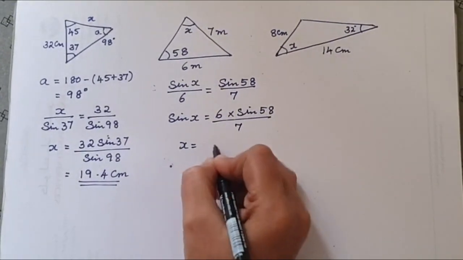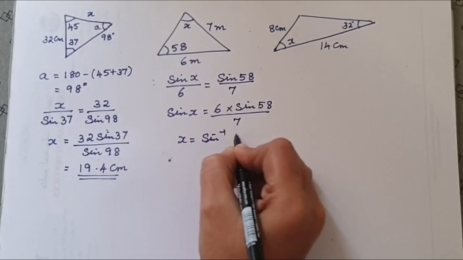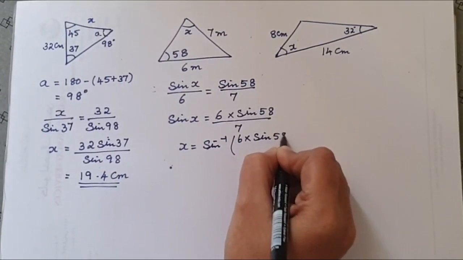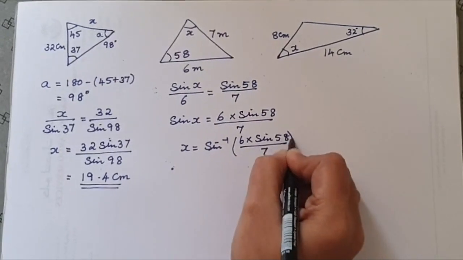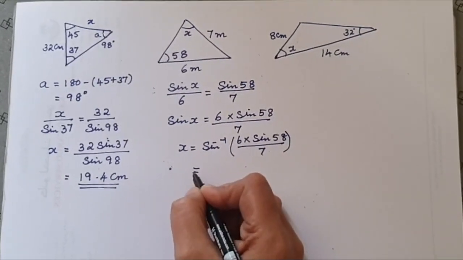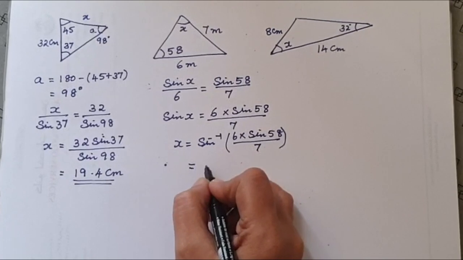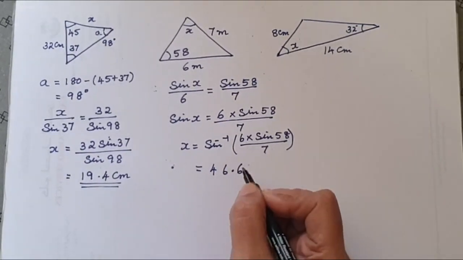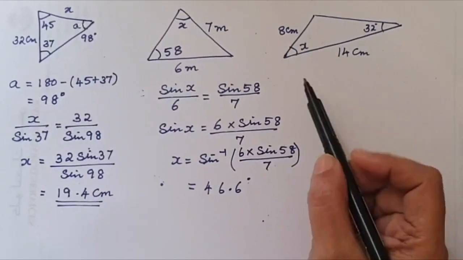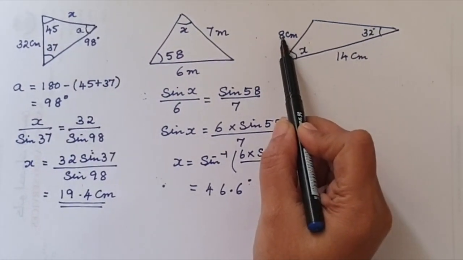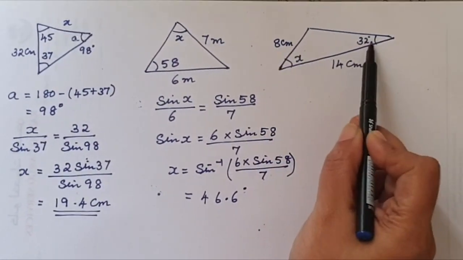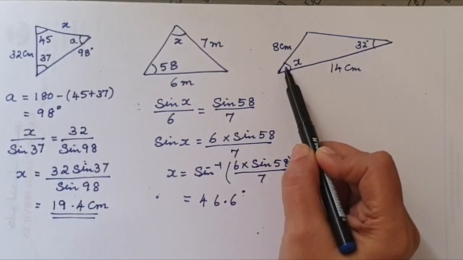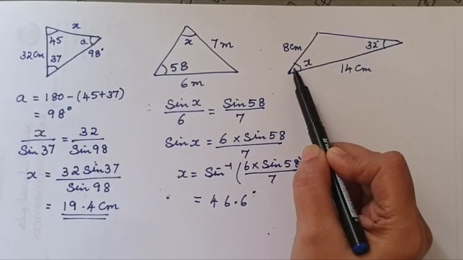So x will be equal to sin inverse of 6 sin 58 divided by 7. Just directly apply this value in your calculator and get your answer as 46.6 degrees. Now for this question, if you take this side and the angle is given, here this side is given, but they are asking us for this angle. We cannot find this angle directly.